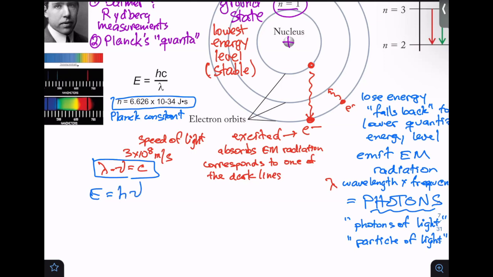The energy of a photon is directly related to the frequency of electromagnetic radiation, quantized by Planck's constant.